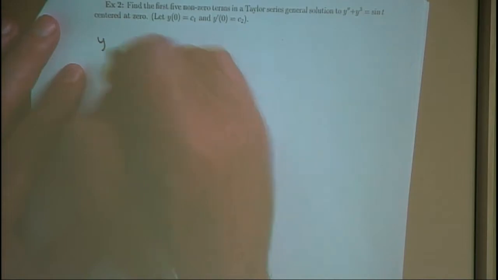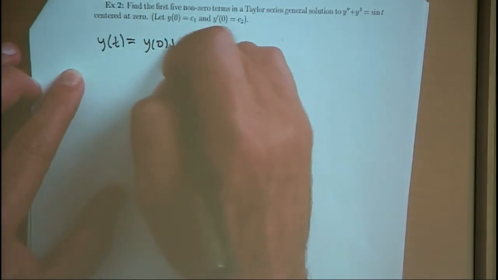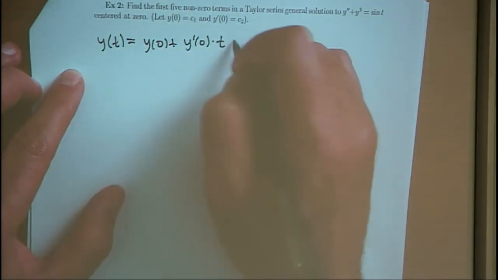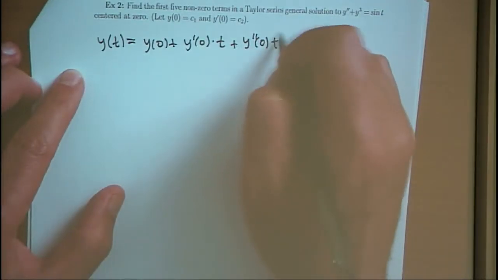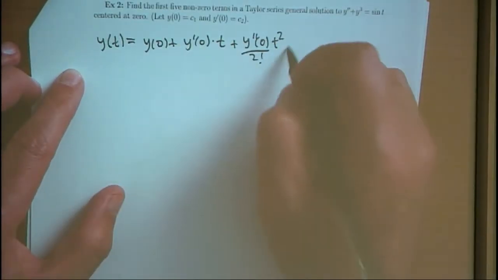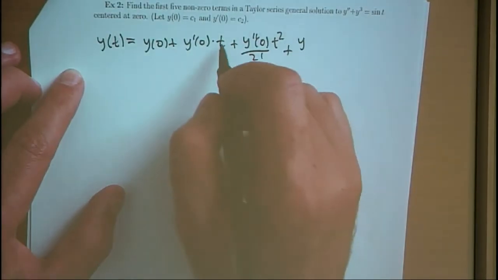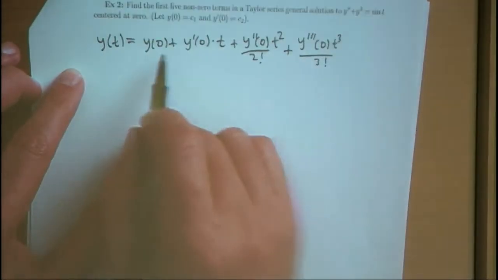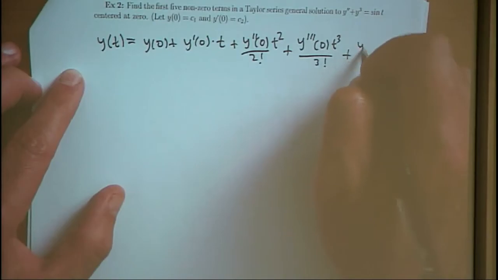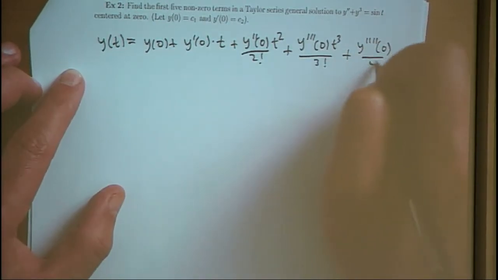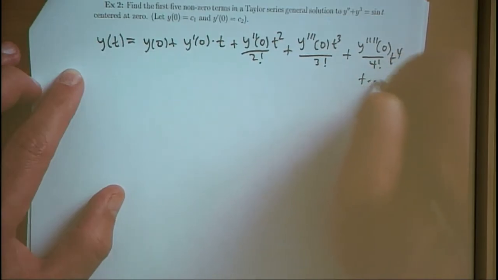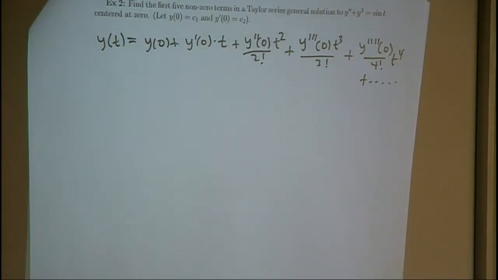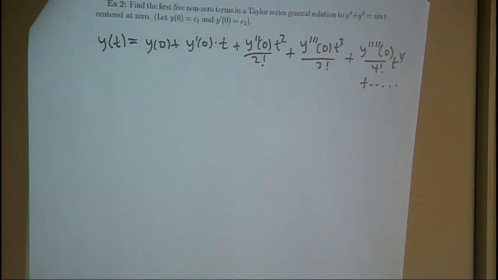So we've got y. We're looking for Taylor series solutions, so y of t. Here's the general form of that: y of 0, plus y prime of 0 times t, plus y double prime of 0 t squared over 2 factorial, plus y triple prime of 0 t cubed over 3 factorial. Again, the center is 0, so we don't have a t naught showing up in t minus t naught. Again, I'm going to need 1, 2, 3, 4, 5 of these. Plus y fourth derivative of 0 over 4 factorial, t to the 4th, plus dot, dot, dot. That's the form of the solution expanded as a Taylor series.